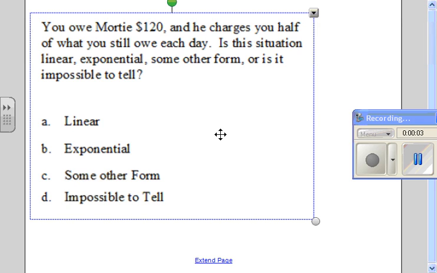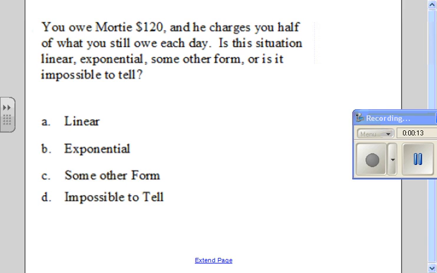All right, this is problem number, let's see, 14 or 15 from the second section of algebra. It says you owe Morty $120 and he charges you half of what you still owe each day. Is this situation linear, exponential, some other form, or is it impossible to tell?